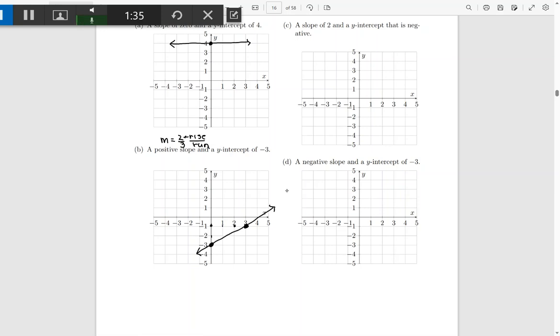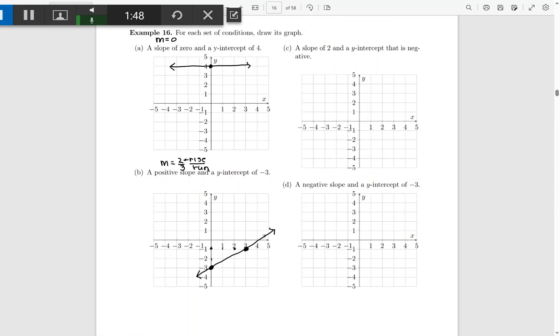And now this has a positive slope because it's going uphill, right? I just randomly picked the number 2/3. You could have picked any positive number and done rise over run with it. Okay. So let's take a look at letter C.